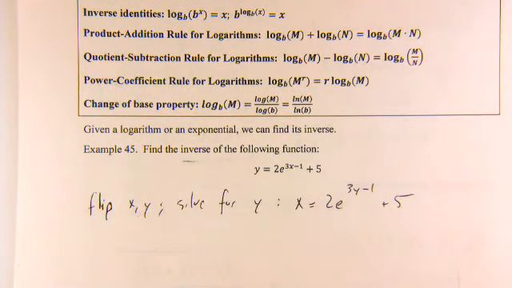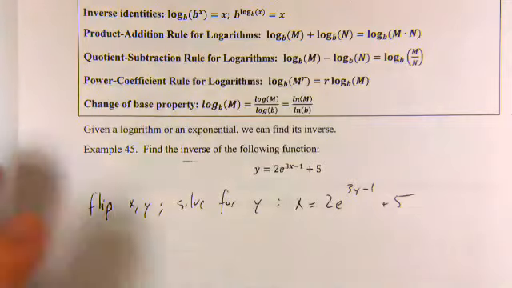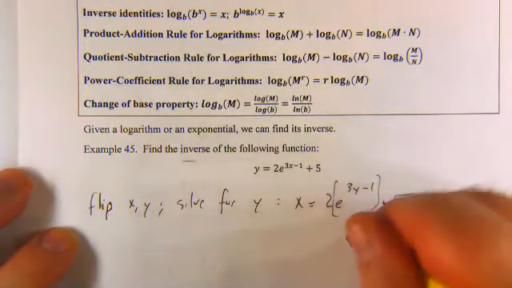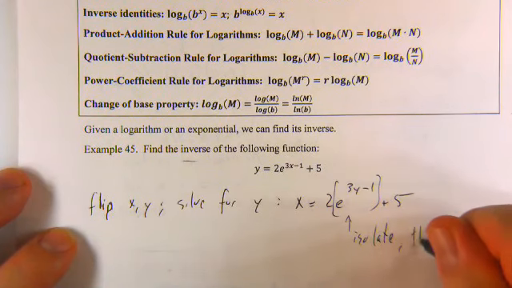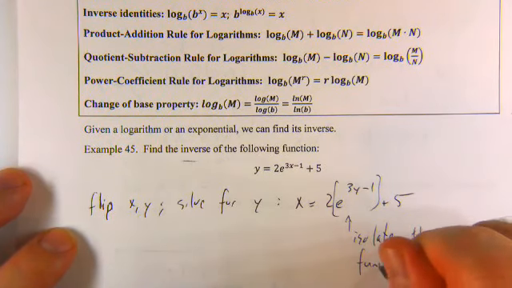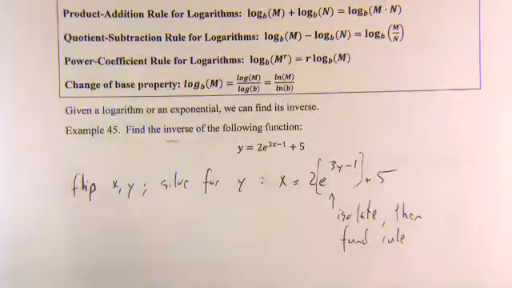The y is in the exponent. So what do we want to do? We want to solve for the y. We need to get the y all by itself on one side of the equation. How do you get something out of the exponent? The fundamental rule does that. So we need to set this up so we can use the fundamental rule. We want to isolate the exponential and then use the fundamental rule.